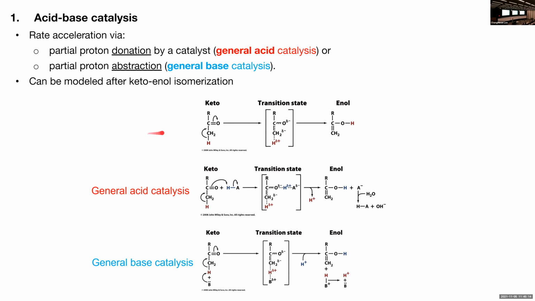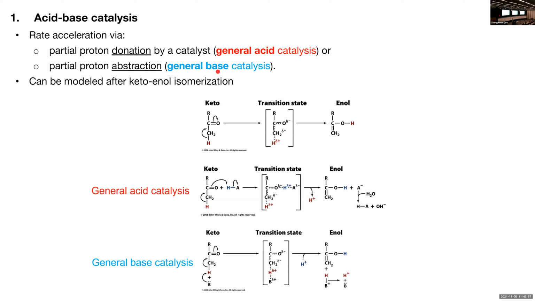The first one is the acid-base catalysis. And this catalysis basically makes the rate acceleration via partial proton donation by a catalyst. It's a proton donation, so giving up the proton. So that's the property of being acidic, right? So that is also called general acid catalysis, or it can also be a partial proton abstraction, in which case it's basically taking the proton off the other partner, so it's prone to recover the proton. So that's going to be the property of a base.